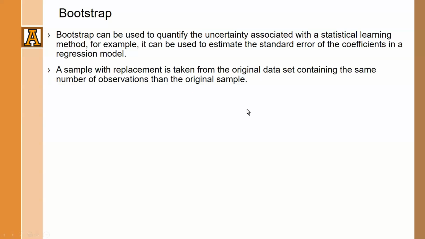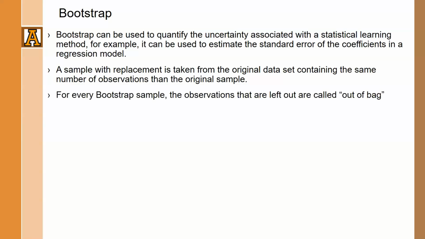What it does is, we take a sample with replacement from the training data, containing the same number of observations that we have in the whole training set. If in the whole training set we have 1,000 observations, we take a sample of 1,000 observations with replacement. The observations that are left out of those that we select are called out-of-bag observations.